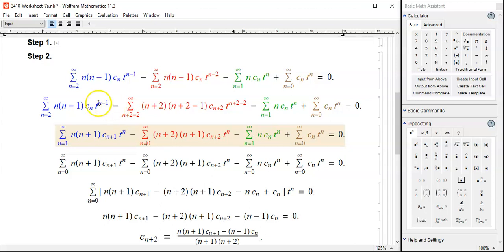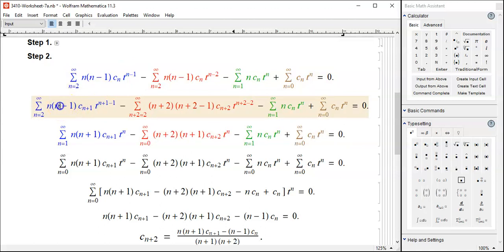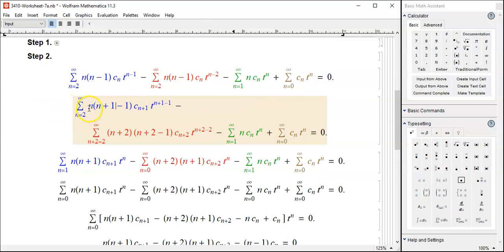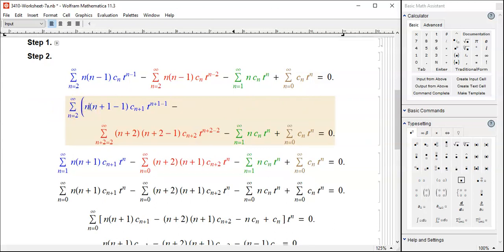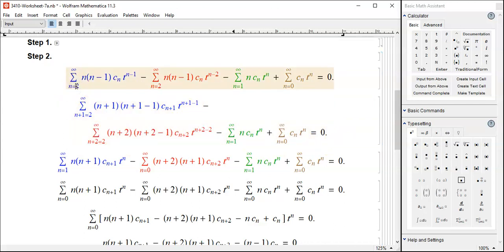Let's do the same thing to the blue series. Now, I want this n to become n plus 1, so that the total becomes n plus 1 minus 1, so that we get the nth power. So I just replace this n by n plus 1, so we have to do the same thing to everything here. Okay, I did it. So n equals 2.